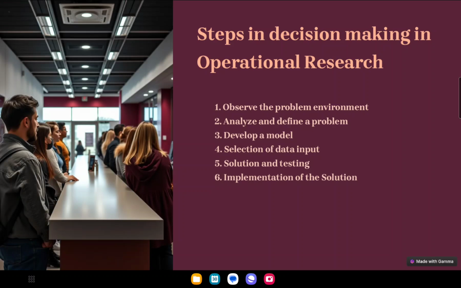This takes us to the next step, which is solution and testing. Solve the model and test its recommendation for feasibility and accuracy. The last step is the implementation of the solution. Now we need to apply the solution in real world scenarios, ensuring it delivers the intended result. So this systematic process ensures effective and reliable decision making.